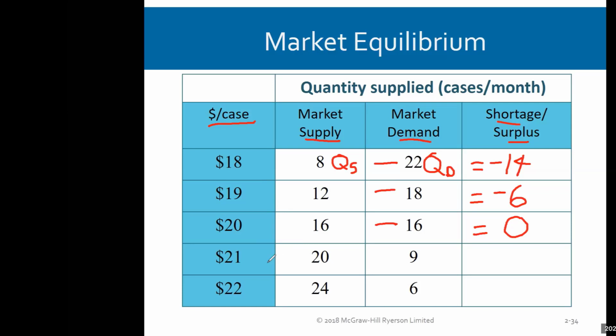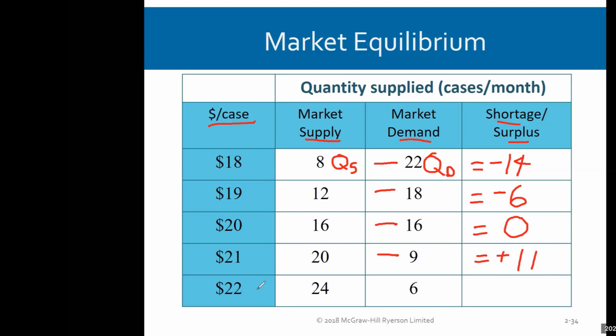Price goes up to 21. Well, producers are willing to make more. Buyers want to buy less. Price is rising. So QS minus QD here is actually 11, and it's positive 11 because quantity supplied now is quite a bit bigger than what people are willing to buy because prices are getting higher. So we end up with a surplus, too much product there.